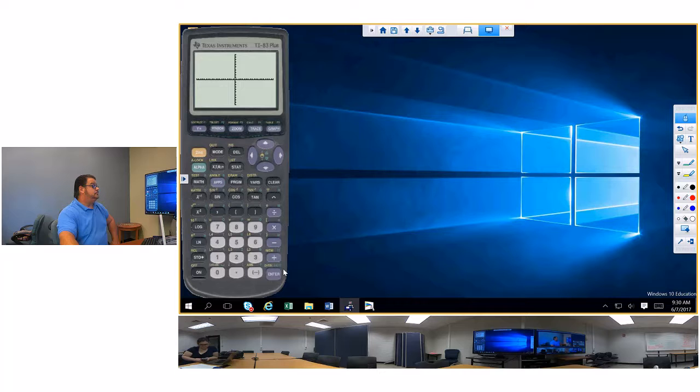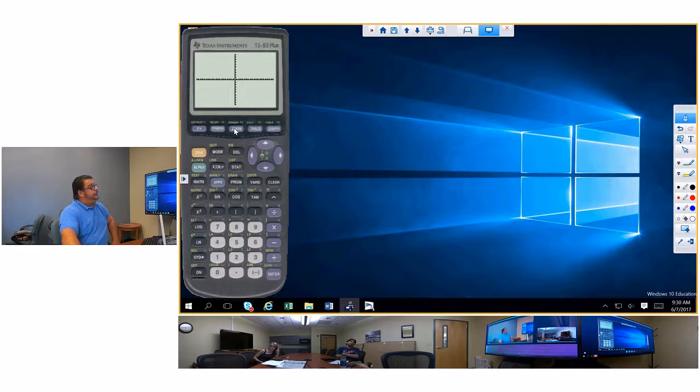Zero. Okay, it didn't split it, so let's do Zoom six. What numbers are we talking about? 100? So I'm going to zoom out until I can find it. I thought it was going to zoom out. Zoom out. There it is. So what you need to do is go to Zoom, box, and put a box around that.